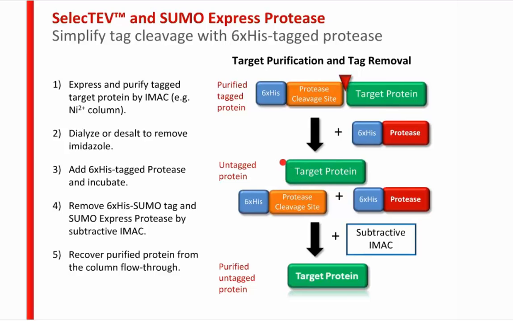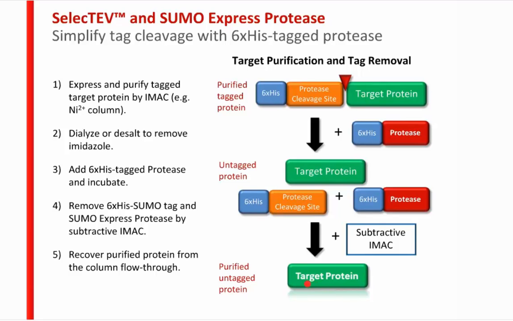So we have a mixture of our protease, the 6-his tagged tag, and our protein of interest. Then we do a subtractive IMAC step. That will bind the 6-his tagged protease and the 6-his tagged residual tag, and the target protein will flow right through. The target protein will be in the column flow through and the first wash, and that's where you recover it from. It's a slick way to remove these contaminating bits and get your purified protein back.